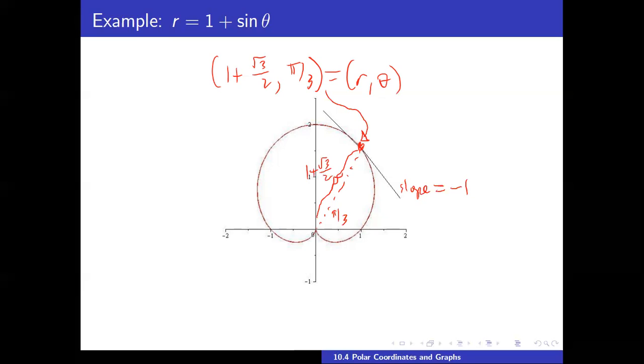Make sense? Yeah, we had the formula for the derivative. We're able to figure out what the slope of this tangent is, and we know everything about it. That's good. Okay. All right.